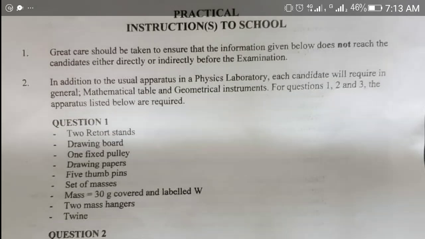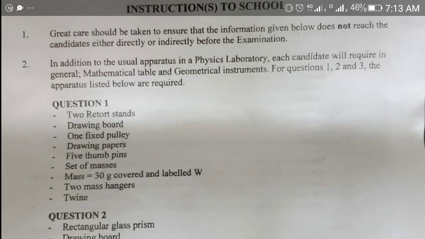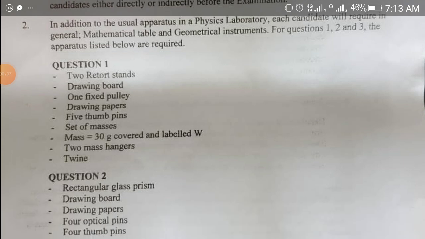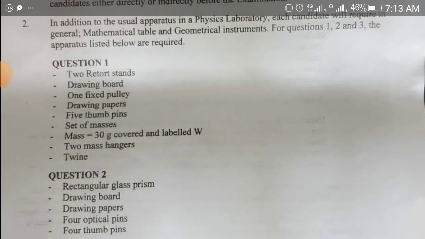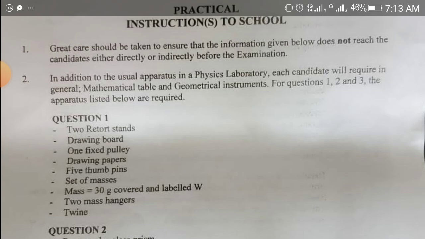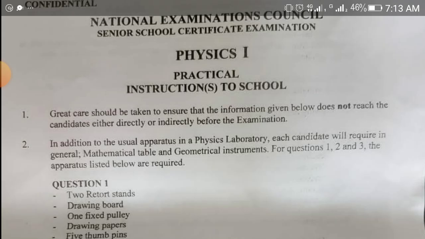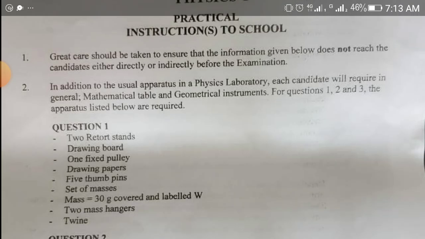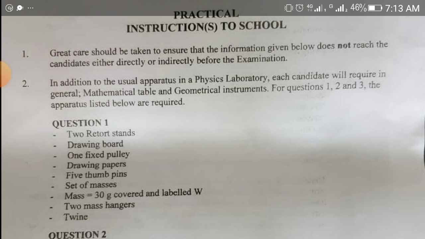Students that will be writing NECO and physics is one of your subjects, you should know already that you are writing NECO practicals, practicals in physics. So pay attention to this video as I walk you through the apparatus. It's more like an expo for you. I will walk you through the things you need to know as you prepare for your physics NECO practicals.